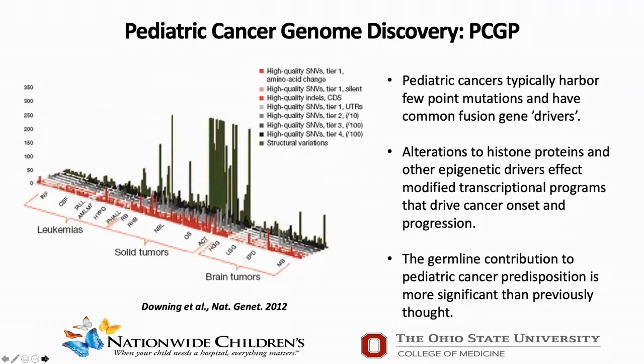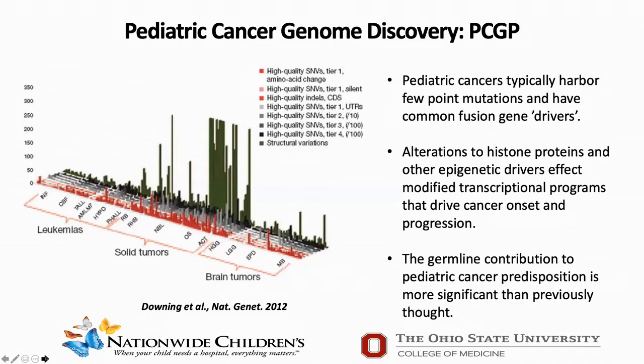So we've had a large role in pediatric cancer discovery in a 5-year project that was done in collaboration with St. Jude, sequencing over 800 tumor normal genomes using next generation sequencing. And this was sort of a summary paper in Nature Genetics in 2012 that really brings home the points that I've somewhat already made. First of all, pediatric cancers are typically harboring very few point mutations. Conversely, we find that they have many common fusion gene drivers, and I'll talk about that more today.